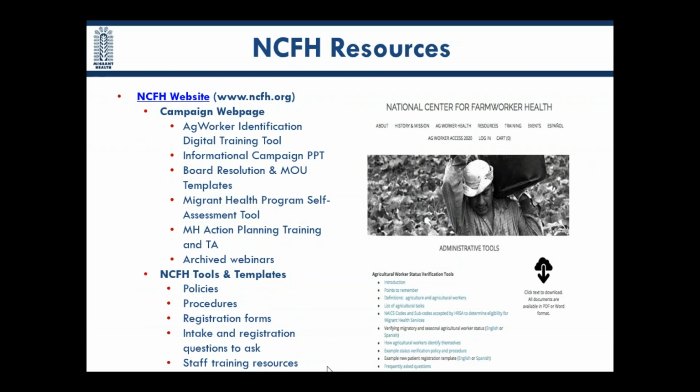And just our resources that are available on our website. Our website is ncfh.org. We have information about the Ag Worker Access Campaign with lots of resources there. We have a migrant health program self-assessment tool, action planning, training and technical assistance that's available to you. We also have templates for policies, procedures, and registration forms. So if you want to evaluate your registration forms and integrate them to have those questions that I mentioned, those identifying questions, you might be able to use those templates to modify. We are also available if you'd like to review your registration forms and make some suggestions.